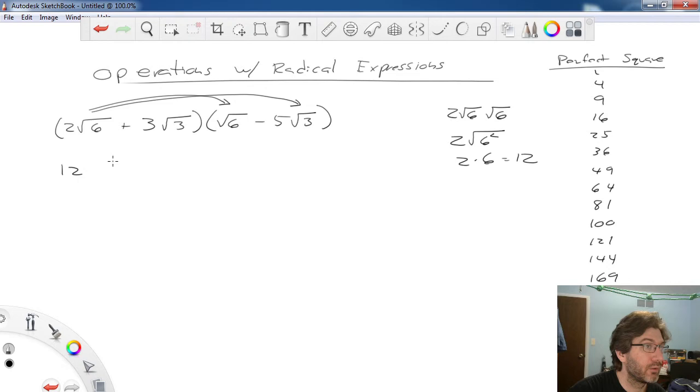Over there, you're going to be getting 2 square roots of 6 times negative 5 square roots of 3, which is going to be 2 times negative 5, gives you negative 10 square roots, and then 6 times 3 of 18. I don't know if I want to reduce that just yet. I'm just going to tack it on.